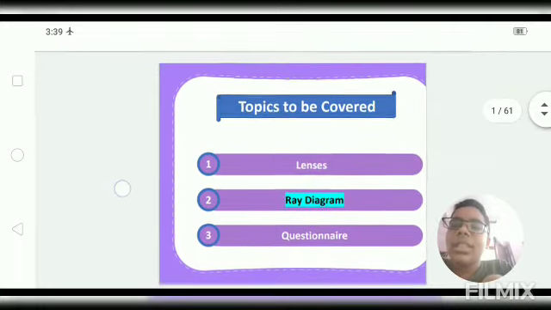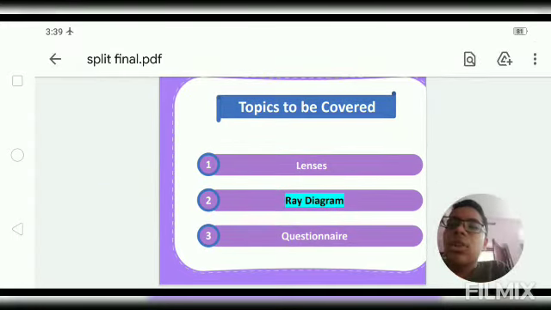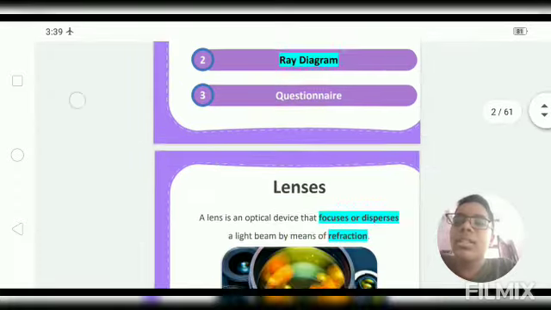In this video, let us discuss about the lenses. In this video, let us cover the topics lenses, ray diagrams, and some questions on the topics of lenses.